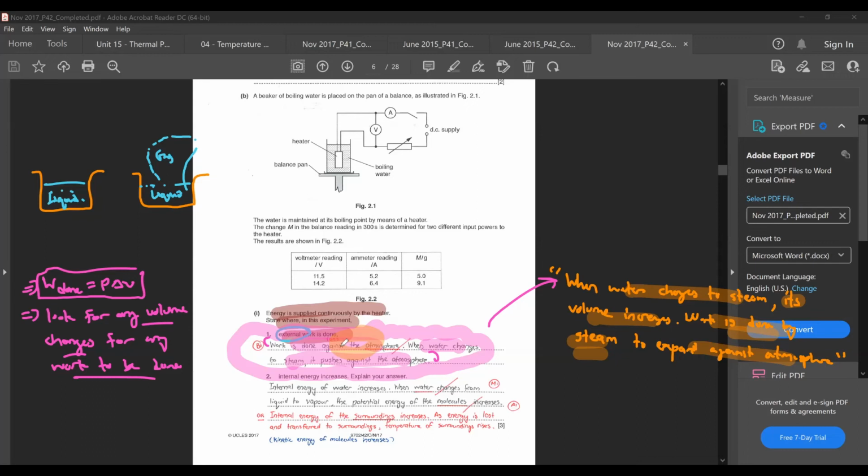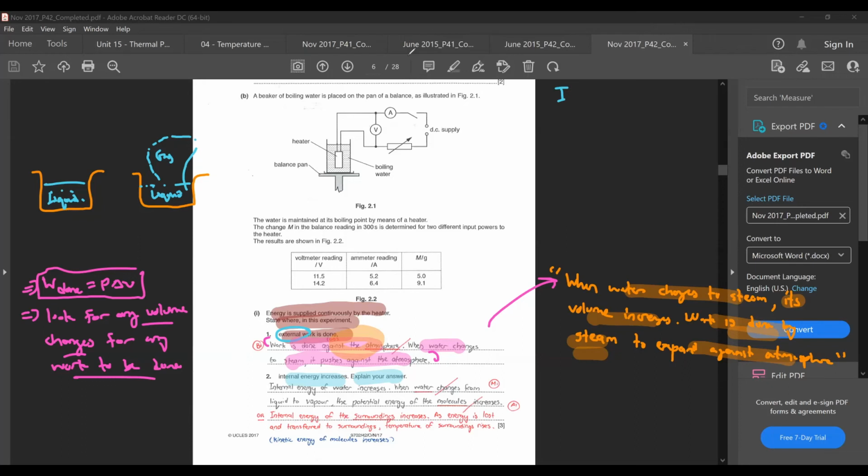Okay, they're actually focusing on two different things. The marking scheme is saying work is done on the atmosphere. This answer here is talking about work is done by steam. They are kind of talking about the same thing. It's just a difference in the point of view. Then if you move on to part two, it is asking where in your system internal energy is increasing. So this one you can actually think of in this manner.